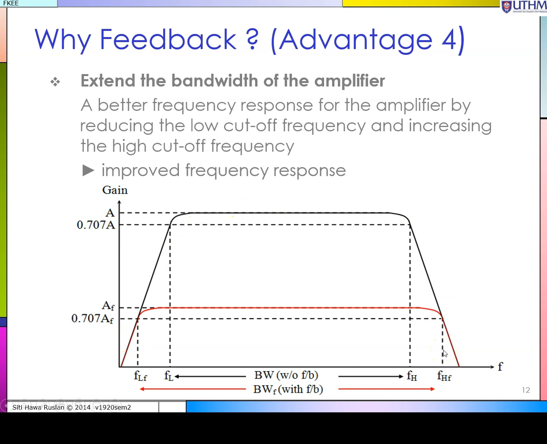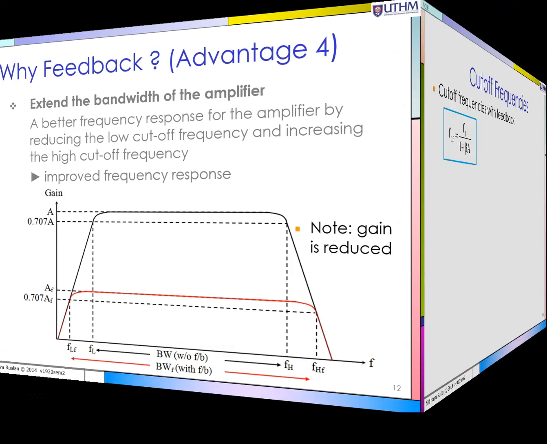Suppose you employ a negative feedback, what will happen? The gain will be reduced to AF, because AF is A divided by 1 plus beta A. Of course, it will be reduced, the disadvantage. But if you look over here, the low cutoff will be reduced, the high cutoff will be increased. And with that, your bandwidth is much greater. This is the bandwidth without feedback, but the bandwidth with feedback is longer compared to without feedback. So this is the fourth advantage of having a negative feedback.